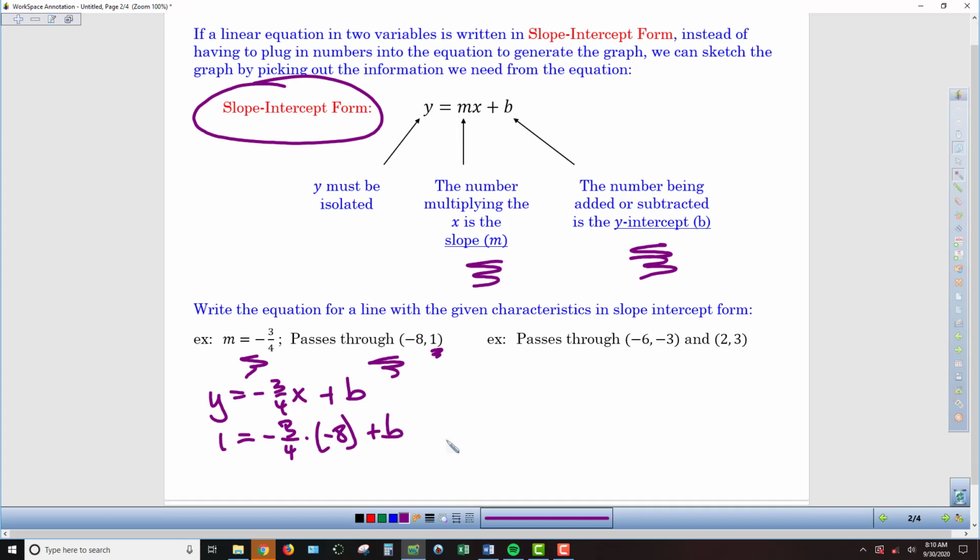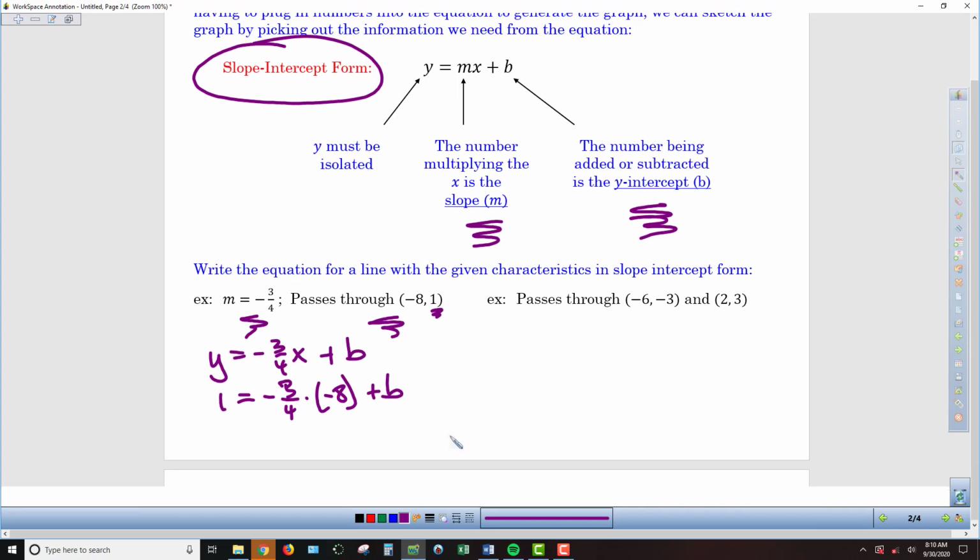So if we scroll down a little bit, give ourselves a little more room, we've got 1 equals, so negative times negative is a positive, 3/4 of 8 is 6, so we have positive 6 plus b. So if we subtract 6 from both sides, we get b equals -5. And so now, after having been given the slope, we have found the y-intercept, so we can write the equation. So that's going to be y equals -3/4 x minus 5.